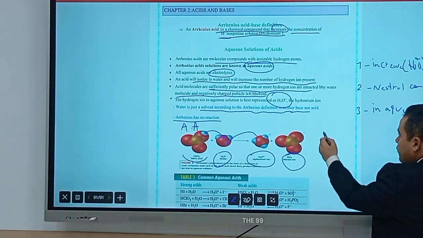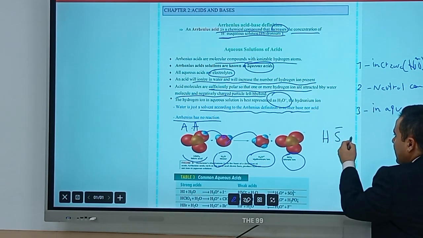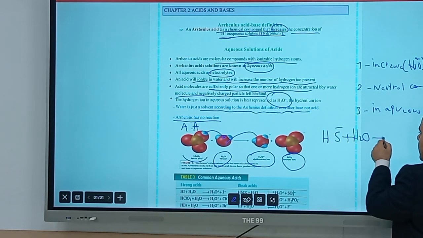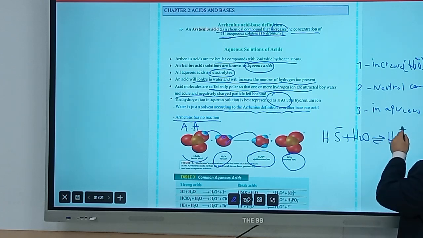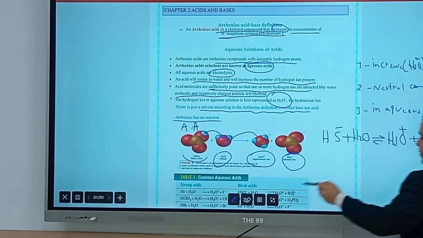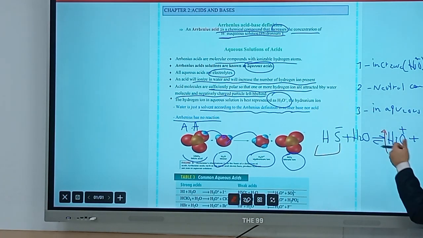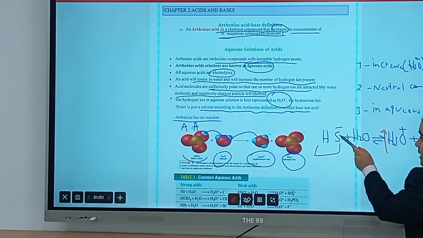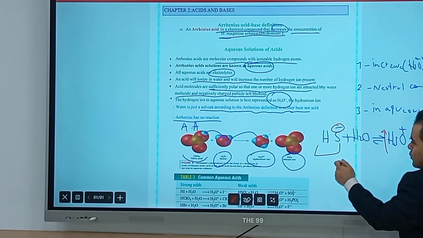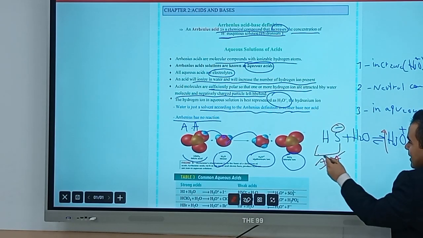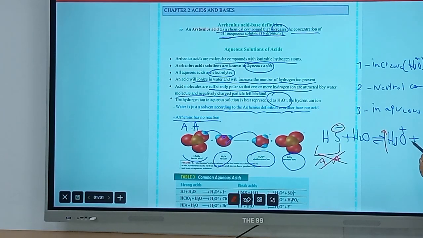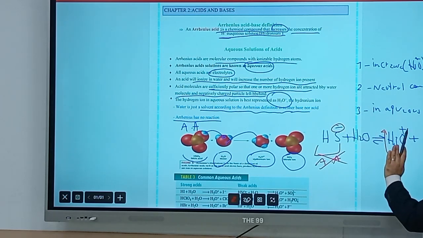But let me provide another example. HS negative plus H2O will produce hydronium plus S2 negative. Here HS negative increases the hydronium concentration, so it meets the first condition. How about the second? Is it neutral? No, it's an ion, so it's not an Arrhenius acid. Despite increasing hydronium, Arrhenius was not able to define ions. He just defined neutral compounds.